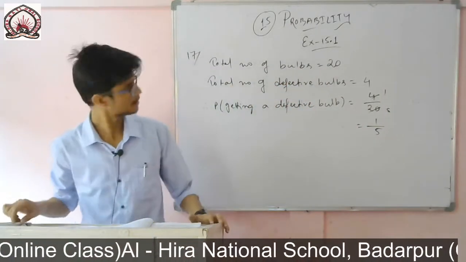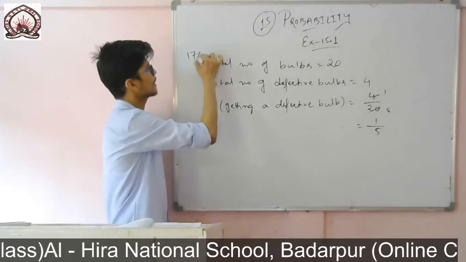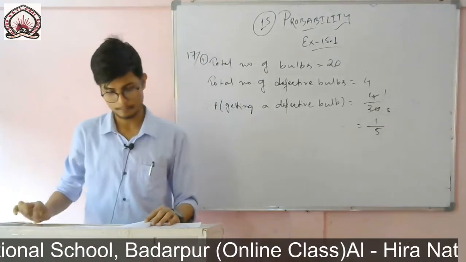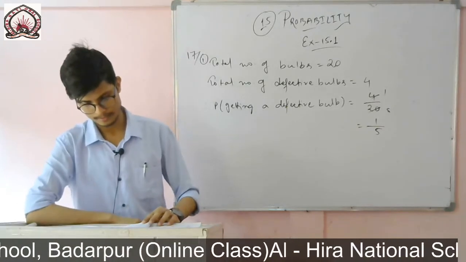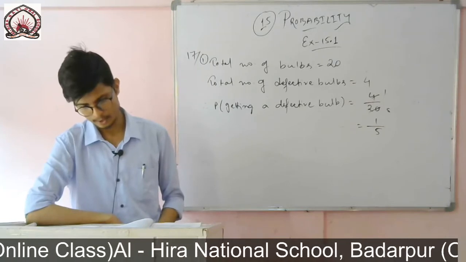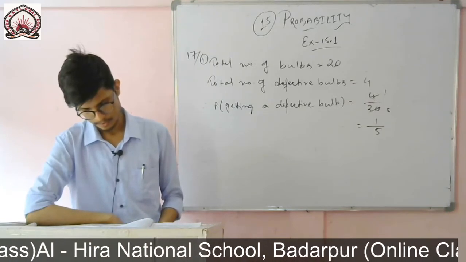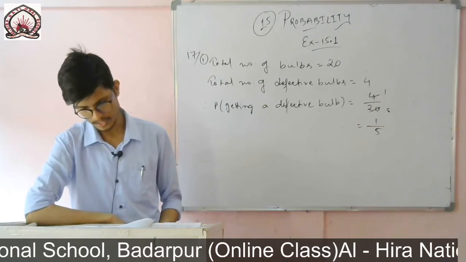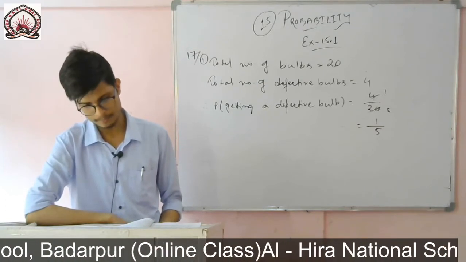So now you see, question 17, Roman number 1 it is. Now Roman number 2, you see: suppose the bulb drawn in Roman number 1 is not defective and is not replaced. Now one bulb is drawn at random from the rest. What is the probability that the bulb is not defective?